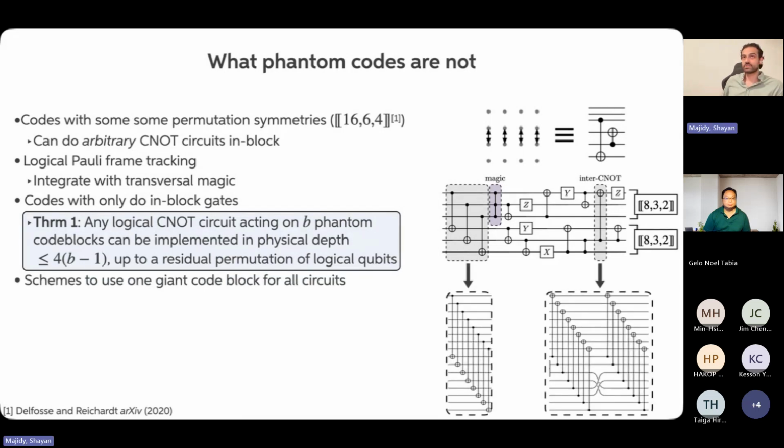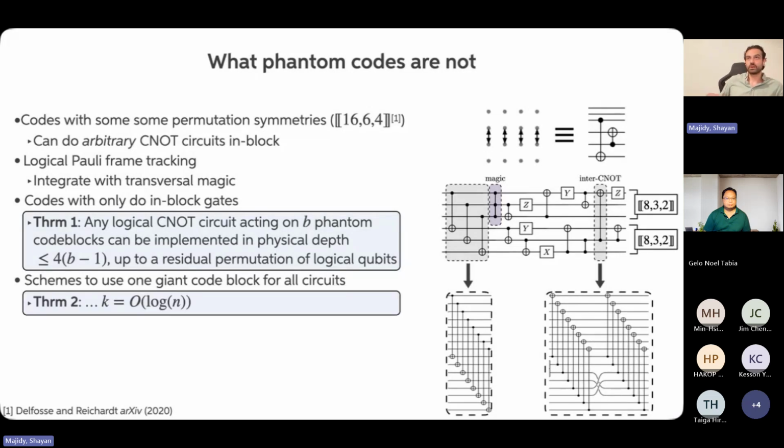And it's not a scheme where we're suggesting to use one giant code block for the whole circuit. Part of our theorem too is that the number of physical qubits grows exponentially with the number of logical qubits. So to make the most of phantom codes, you would choose a k maybe in the range of 4 to 6, choosing the number based on what naturally lines up with the circuit you want to do. So you find these dense patches of logical qubits that interact a lot via CNOTs, and that's where you'd use the code block.